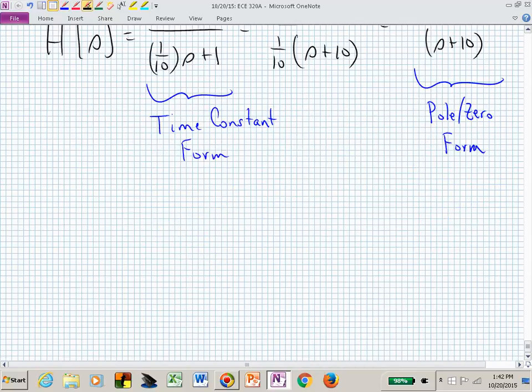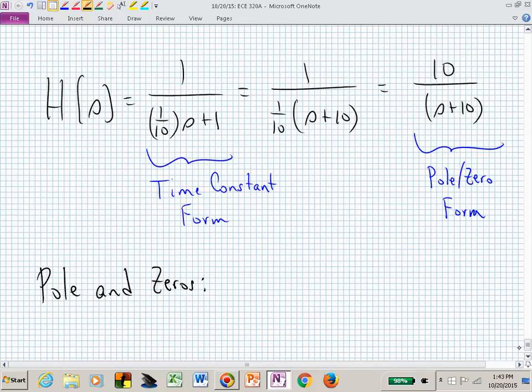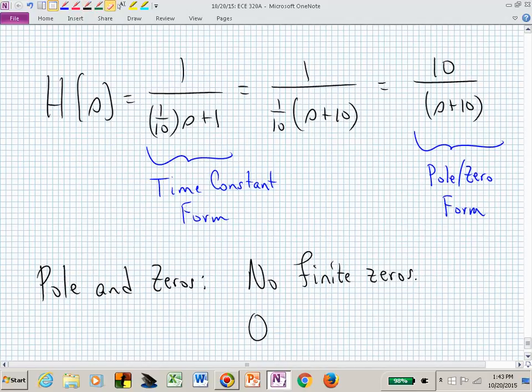In terms of a review for the exam, I already answered this question for the first part. Poles and zeros. Where are zeros in this low-pass filter? There are no finite values of S that cause that capital H of S to vanish, and we have one pole at -10.